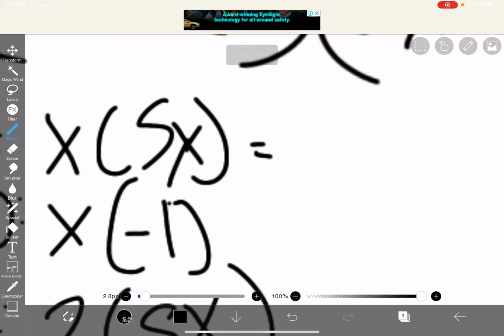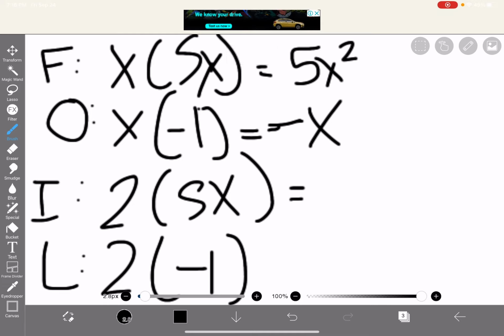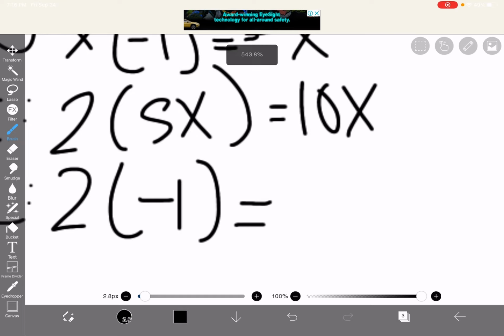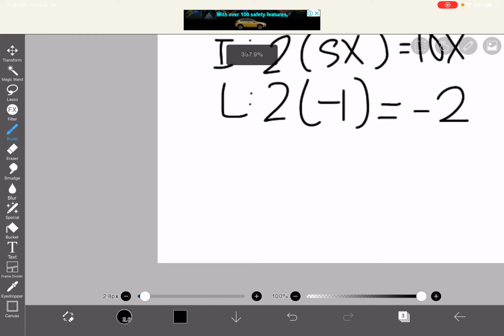We're going to be adding the exponent, so 5y squared. Negative 1 times y is negative y, or negative 1y. 2 times 5y is 10y. 2 times negative 1 is negative 2. Now let's combine them.